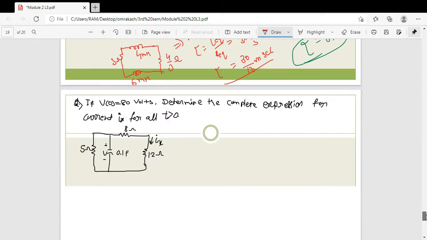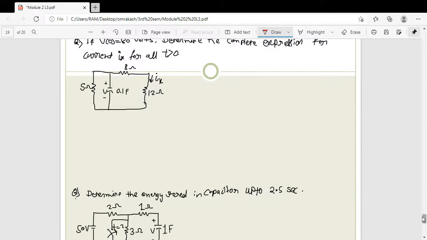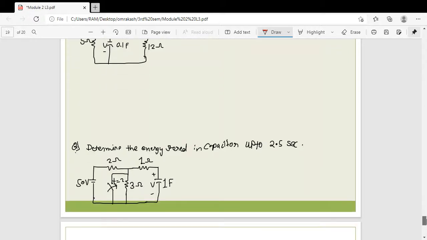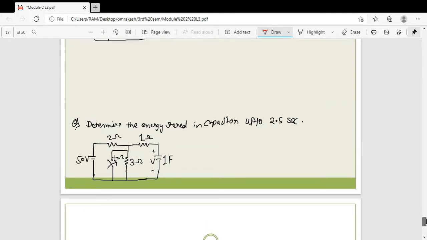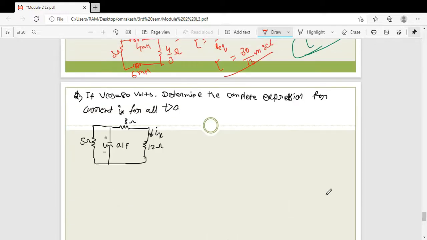Now here I am taking two examples for source free response, first order source free circuit, right? So guys, wait for 10 minutes. Only two questions are still remaining.